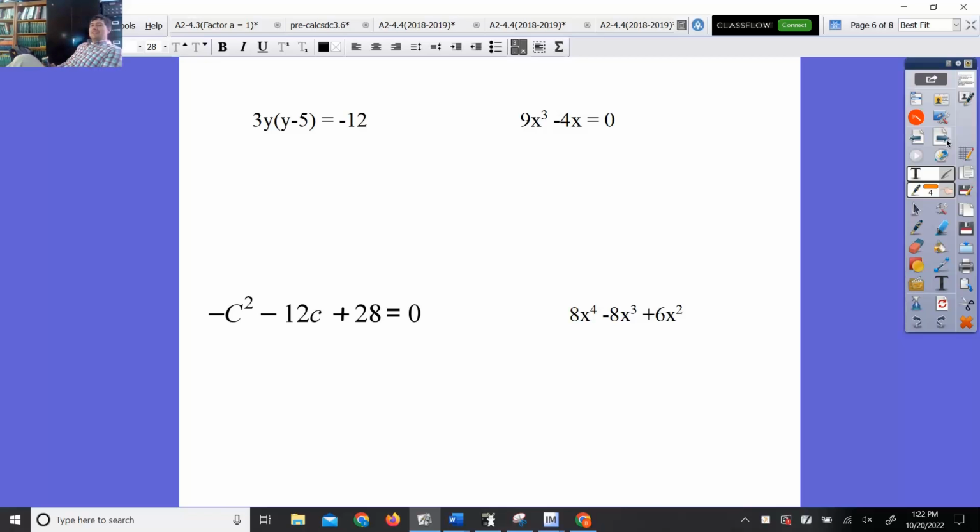All right, let's look at the first one up here. Do you even have that in your notes? 3y times y minus 5 is negative 12. What do you want to do? Distributive property, of course. Always do the distributive property if you see it. Well, not always. Usually you do the distributive property if you see it. 3y squared minus 15y is negative 12. Cameron, anything else wrong with it?